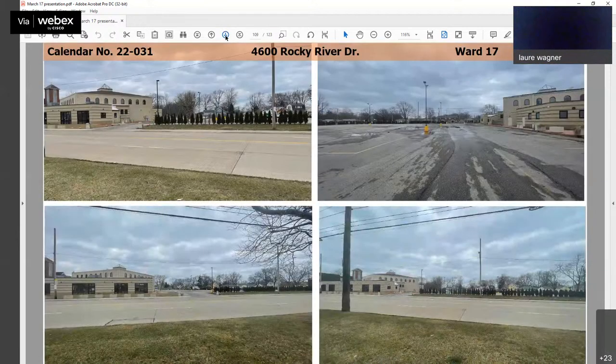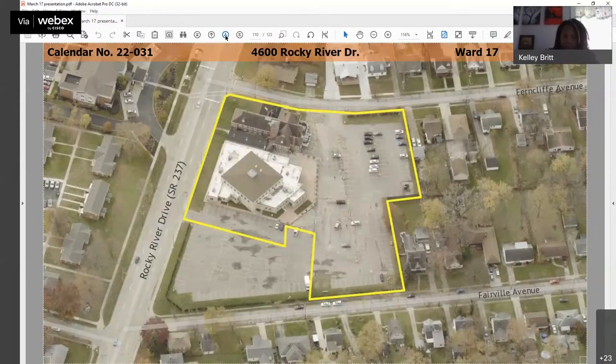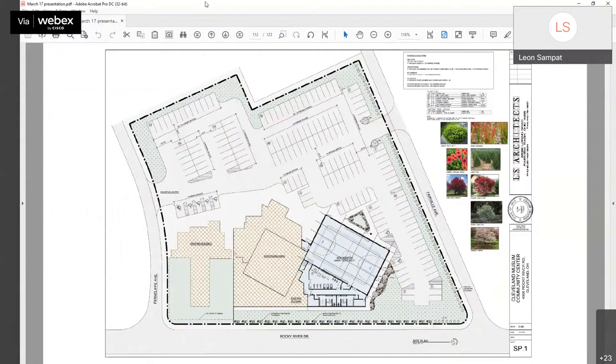All right, thank you. Who will be the spokesperson for this case? Leon Sampat, Ellis Architects. Okay, Mr. Sampat, go ahead. Hello, I'm here to represent the Cleveland Muslim Community Center. They are proposing a 13,500 square foot structure, which includes an 8,500 square foot gymnasium.